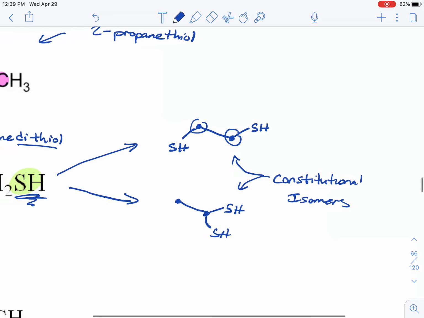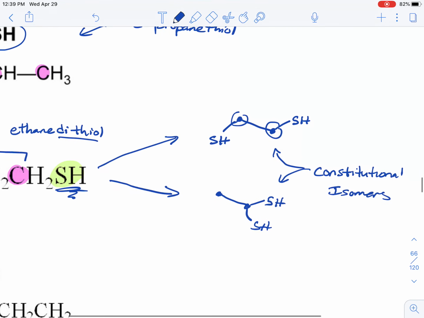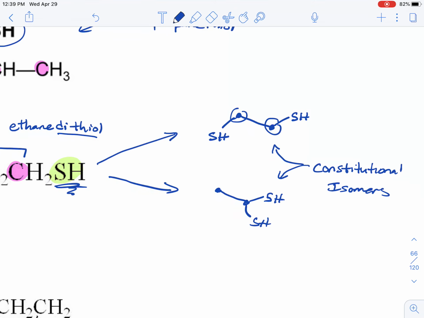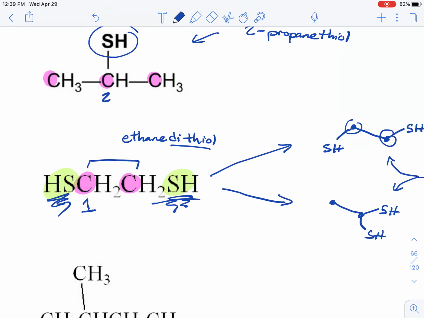And because I have 2 constitutional isomers, that tells me that I need to communicate to the reader the numbers. So what carbon number are those sulfhydryl groups covalently bonded to? Here in this case, it's carbon 1 and carbon 2.